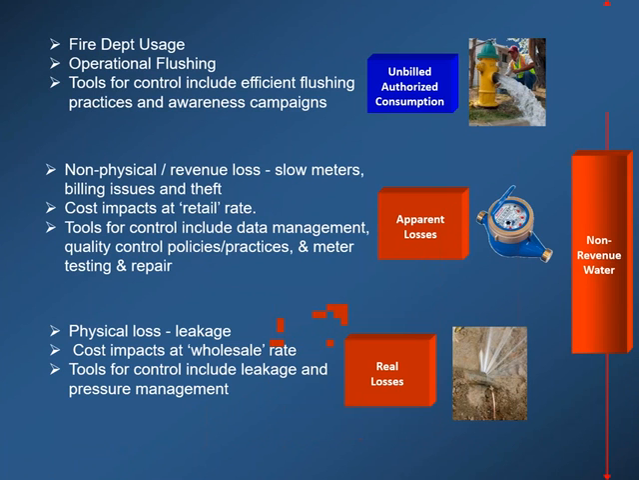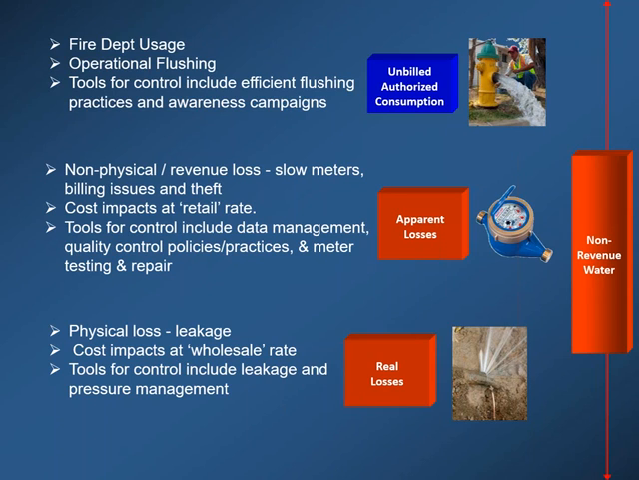Each of those components behaves differently. Each of them exerts a different cost impact, and each of them requires a different set of tools for control. Starting at the top, hitting these quickly as we move through our refresher concepts: unbilled but authorized consumption. Everybody has it. You have to fight fires. Most systems have to flush water for one reason or another. It happens, you just don't recover revenue from it because it's not charged. There's not a paying customer for that consumption.